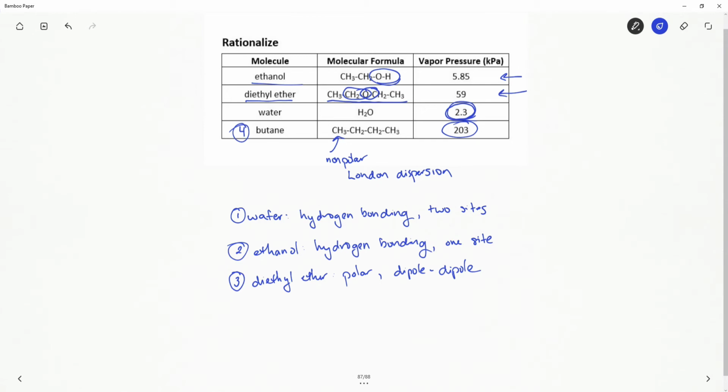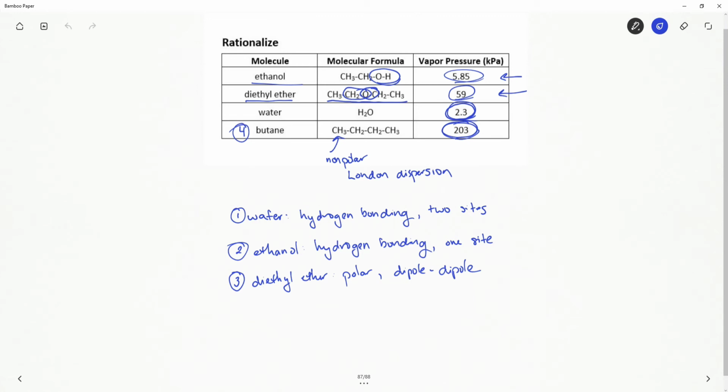Is ethanol my next highest vapor pressure? Yes, it is. Our trend is holding so far. Okay, let's take a look at diethyl ether. Is that our next vapor pressure? Yes, at 59 it is, which leaves butane as our weakest intermolecular force and our highest vapor pressure.